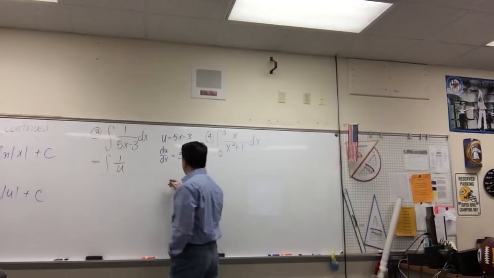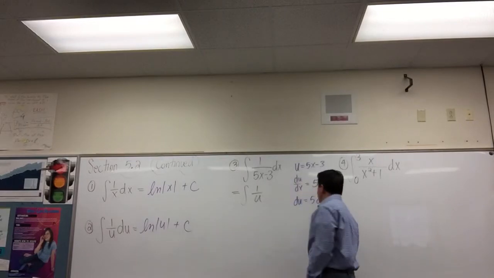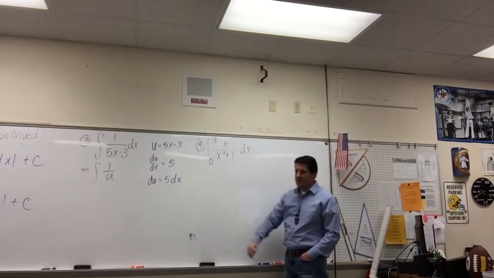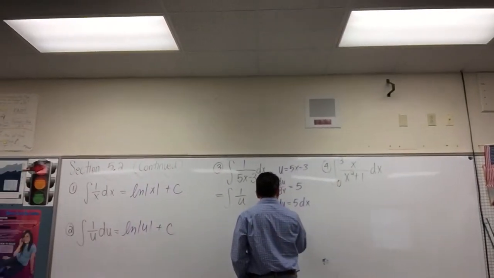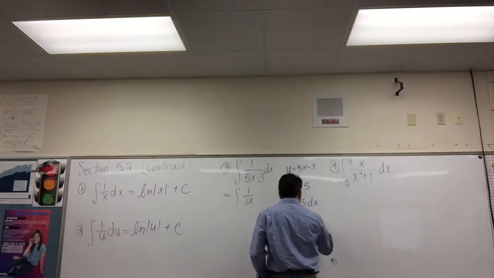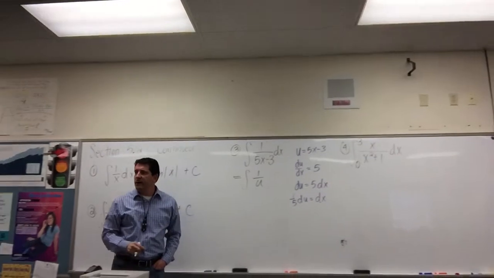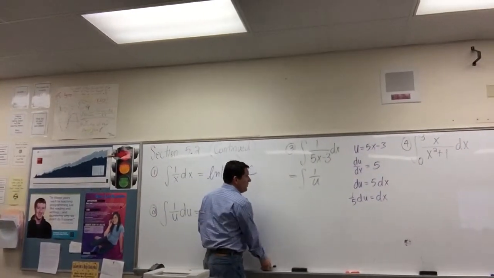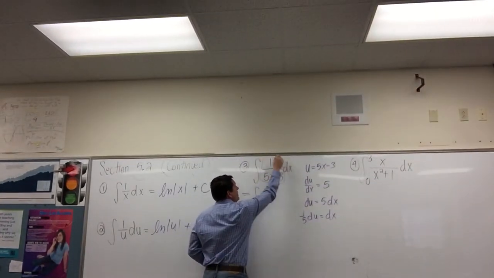You multiply both sides by dx. And then you solve for dx. So it's 1/5 du is equal to dx. This part of it is no different than what you've done now for like a whole week. Okay. So we see we handle this part of it right here.